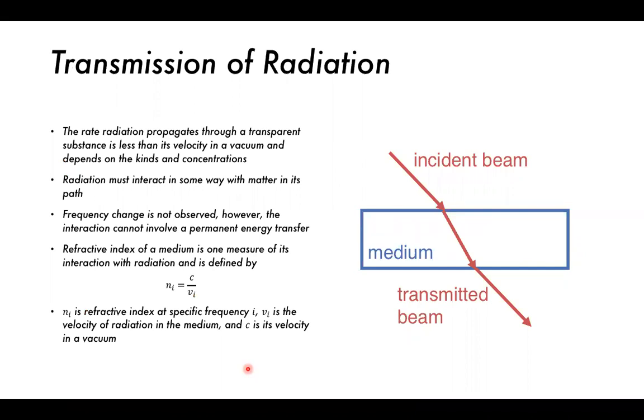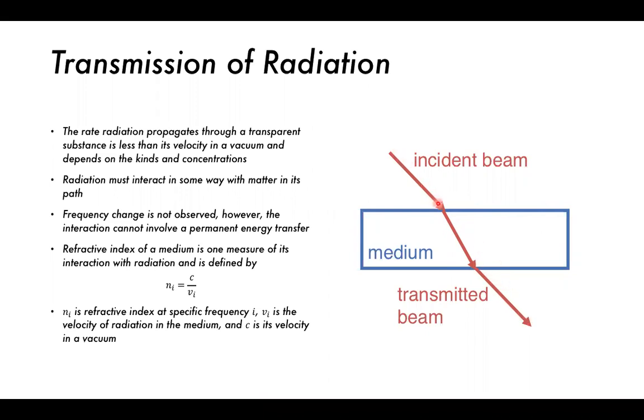The rate at which radiation propagates through a transparent substance is less than its velocity in a vacuum and depends on the kinds and concentrations of species present. So here we have a medium, which could be our air from earlier, or it could be glass, and we have an incident beam. This medium can change the direction in which the beam is propagating, but whenever the beam that has been transmitted through the medium exits again, the angle will return to the original.